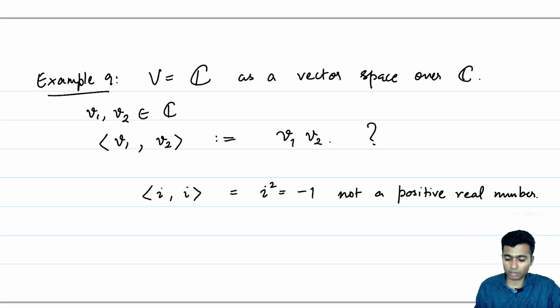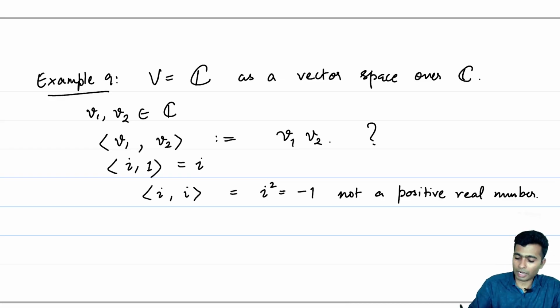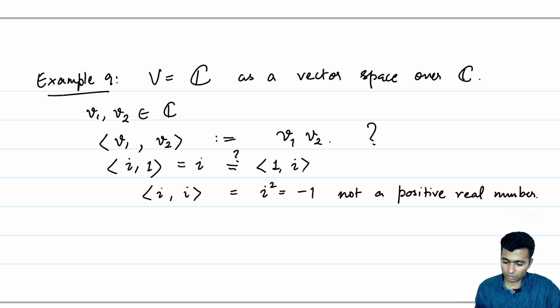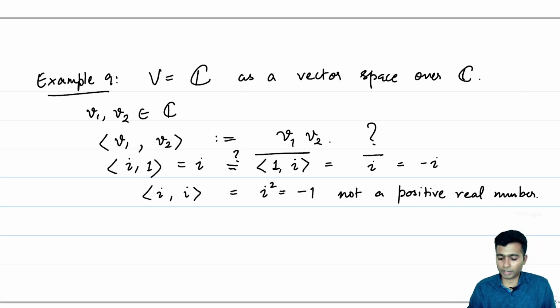It's not going to be conjugate symmetric either. Let's look at the inner product of i comma 1. That's just going to be equal to i. And ideally, it should have been equal to, let me put a question mark, the conjugate of the inner product of 1 comma i. But what is that? This is going to be the bar of 1 times i, which is equal to minus i. So i is not equal to minus i, and this is not equal to the conjugate. So this is not conjugate symmetric.